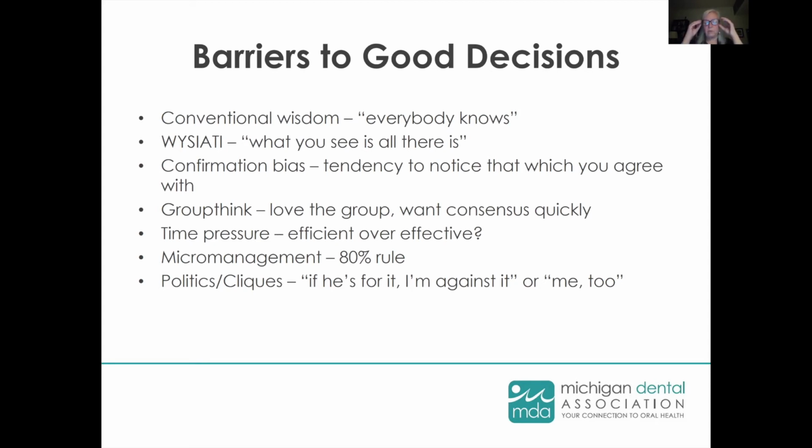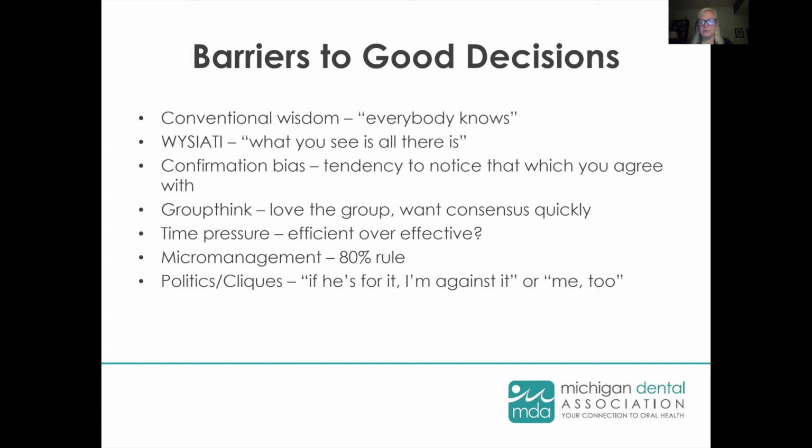Micromanagement is where you want everything exactly your own way, and a good rule to overcome that is if you're 80% happy with a decision and everybody in the group is 80% happy with it, it's probably a good decision. And then finally, you may have seen this in other organizations, politics or cliques, where if he's for it, I'm against it, or I always agree with so-and-so, so I'm just going to go along with what he thinks. So all of these are potential barriers to good decisions.